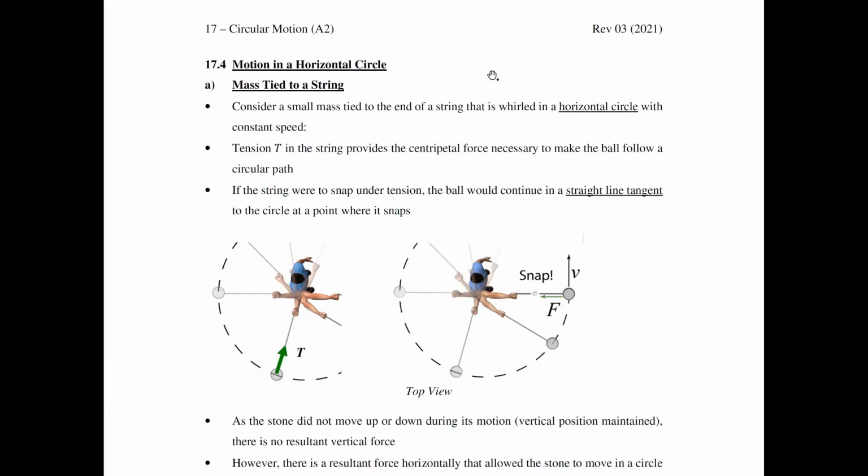When something moves in a circle, there are actually only two cases. You either have something moving in a horizontal circle or something moving in a vertical circle.